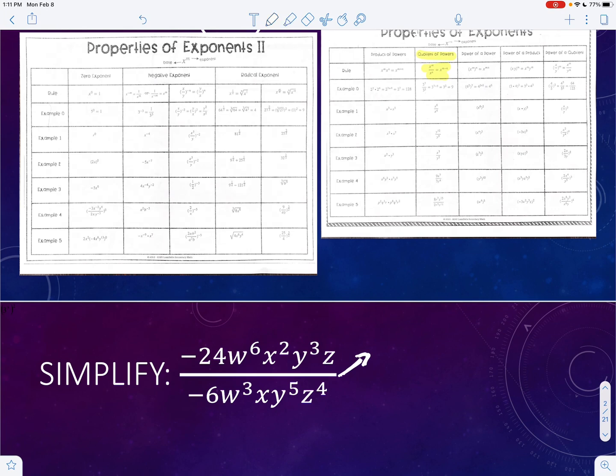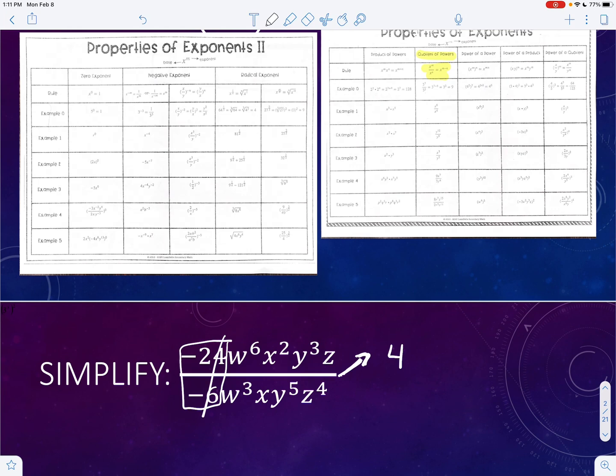All right, so here we go. Negative 24 divided by negative 6. Well, we know a negative divided by a negative is a positive. So 4 times negative 6 gives us negative 24, so this is going to be a positive 4, just like that. So this little part right here has already been taken care of.